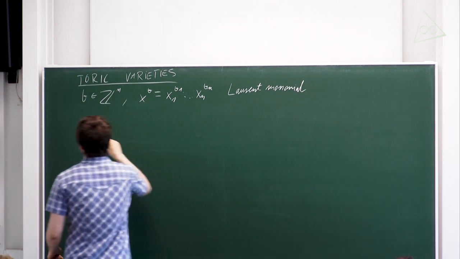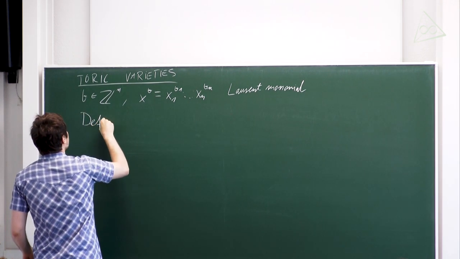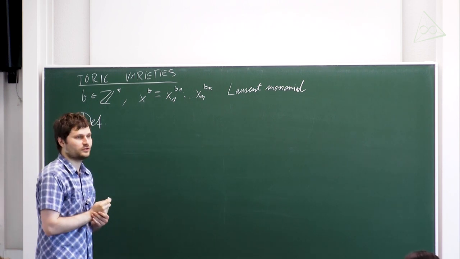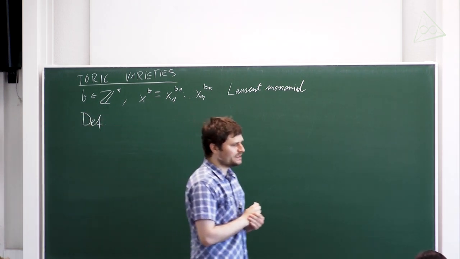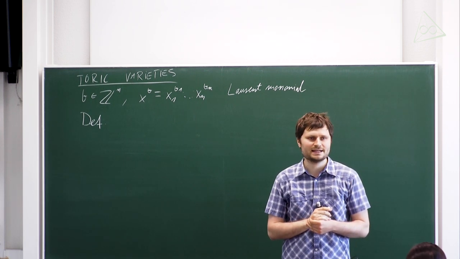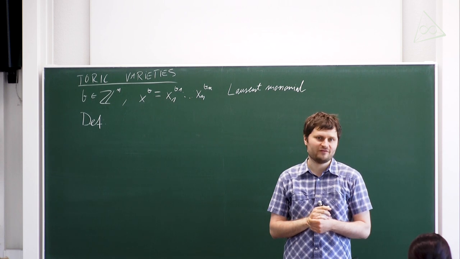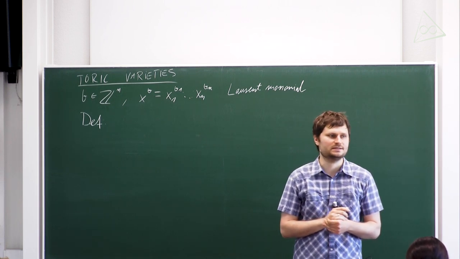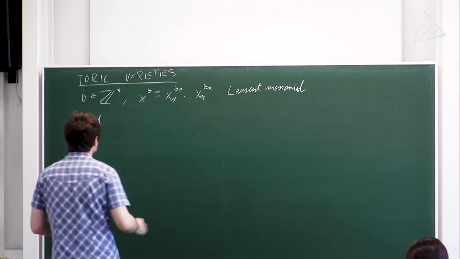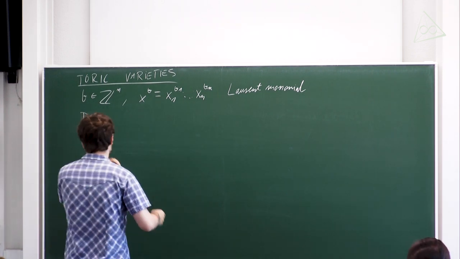And equipped with this notation, we can come directly to the definition of toric varieties. I should say that in the literature, there are a few approaches to toric varieties. And in this lecture, I will focus only on affine and projective toric varieties. So as we did before, all our varieties come with an embedding. They live in some spaces.